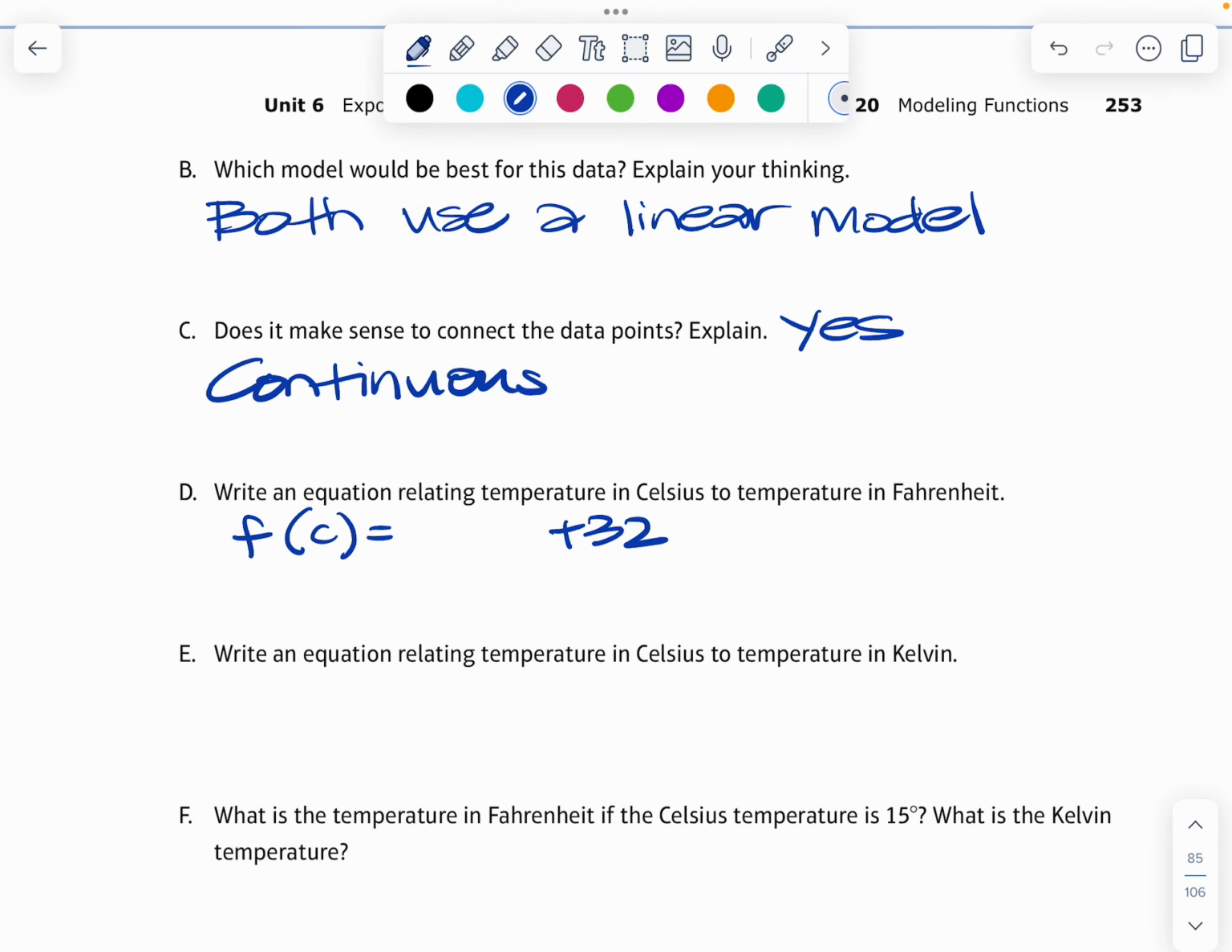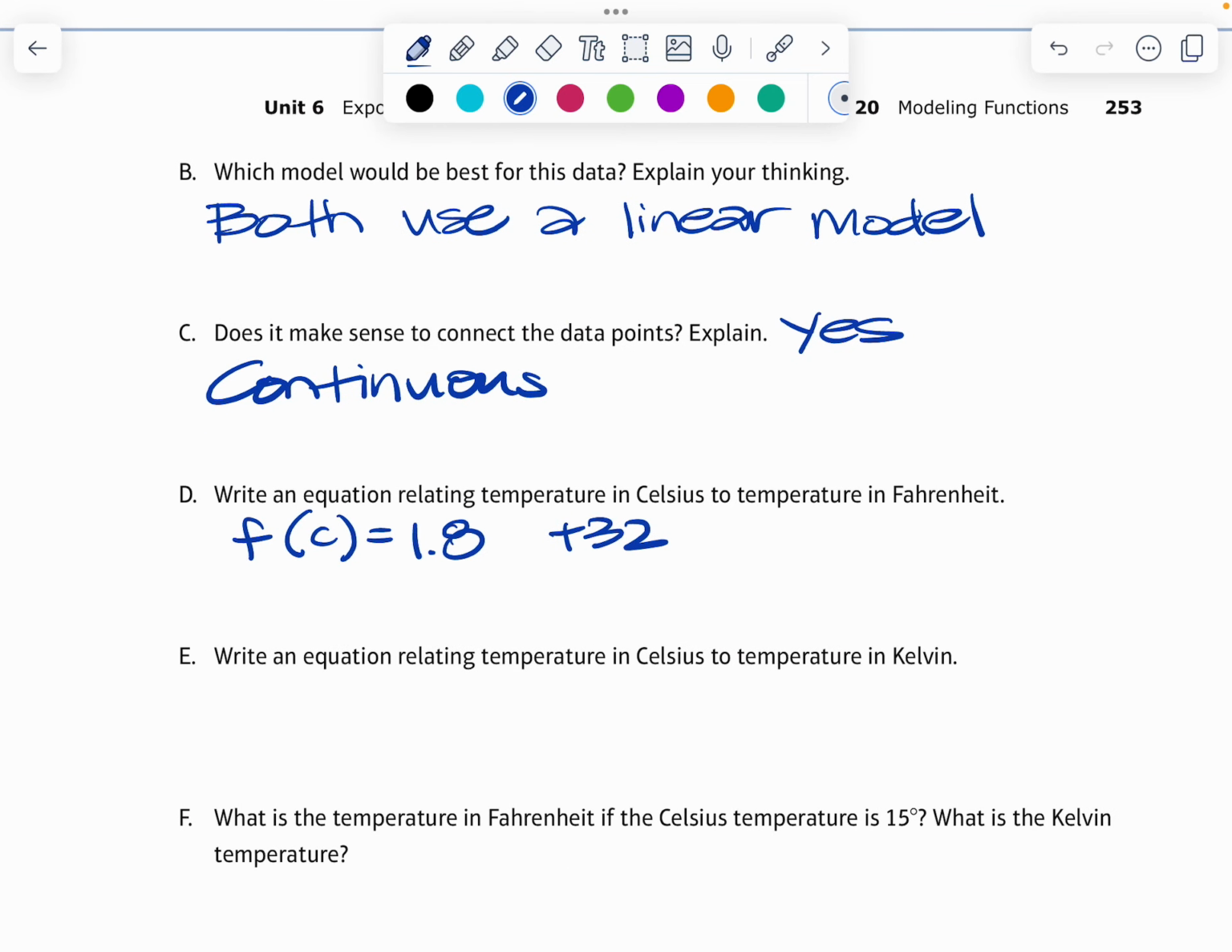And then write an equation. I got 1.8, maybe Celsius. That could be your X and Y. This could be your X, that could be your Y. Don't get scared over the variables.